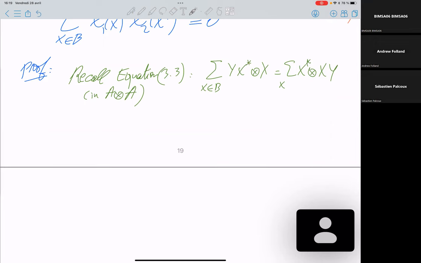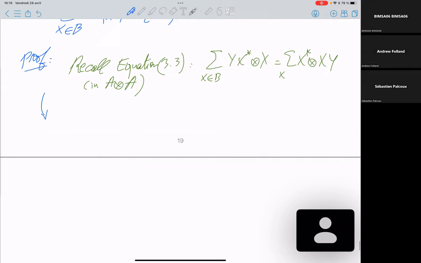Now you apply to this equality the identity tensor chi1. You put identity for this component and the character for the other component. So what you get is the sum for x in B of x, y star, which is equal to the sum of x, x star times chi1 of x, y.